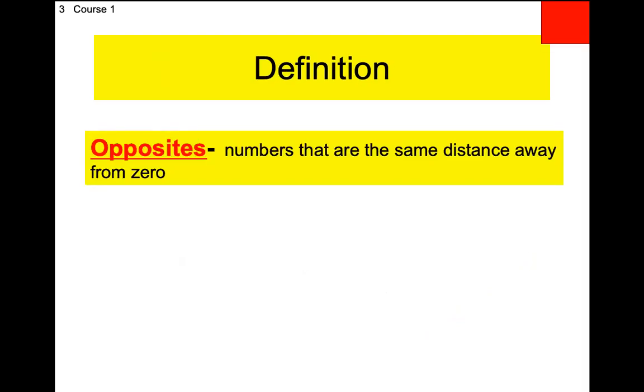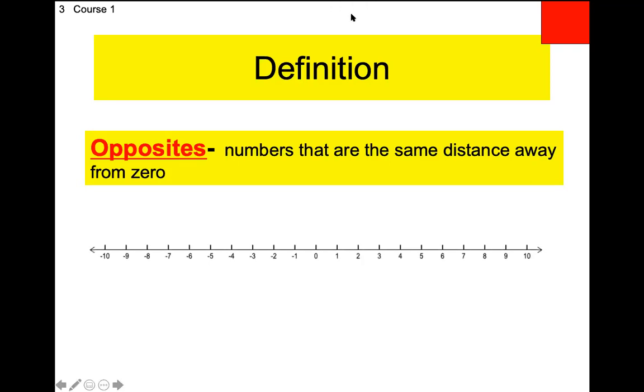Write this down, please. First definition, opposites. In math, when you are opposite another number, it means that you are the same distance away from 0 as that other number. Opposites come in pairs. Two numbers are opposite each other if they are the same distance away from 0. A little bit easier to do with a number line.